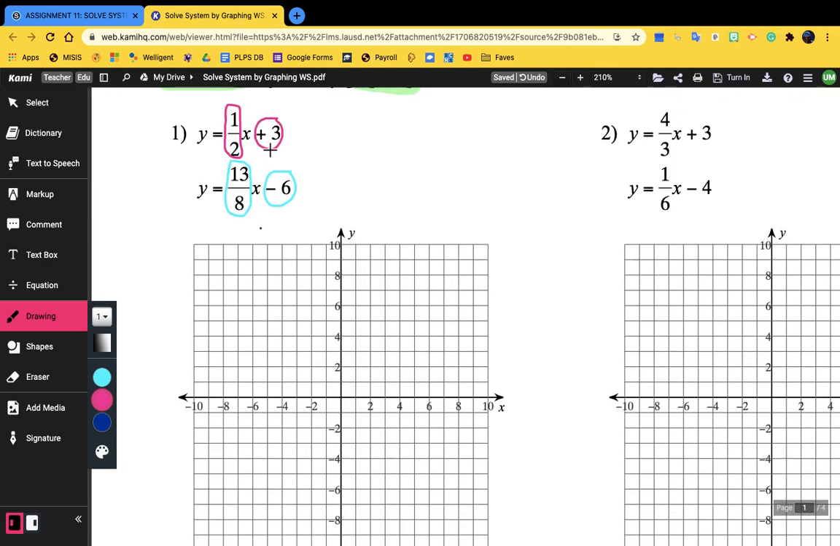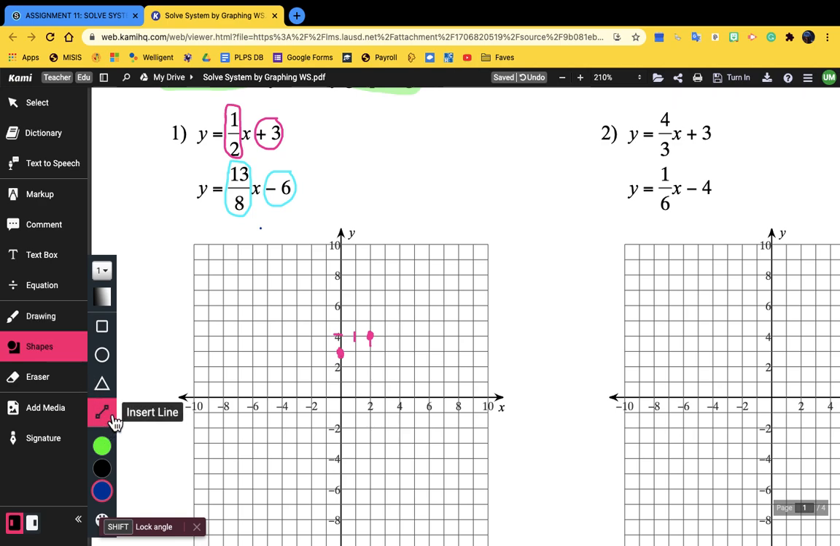On my first equation the y-intercept is positive 3, so I'm going to go to positive 3, which is between 2 and 4 here, right there. And my slope says positive 1 over positive 2, so that means go up 1 and then to the right 2. And there's my second pink point.